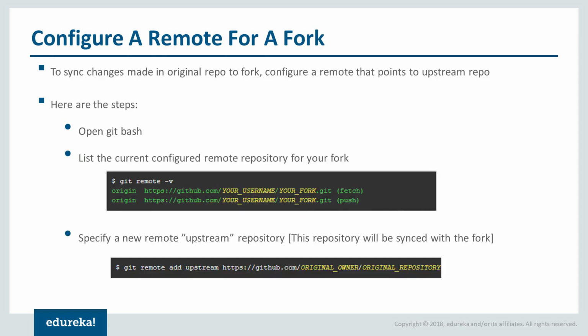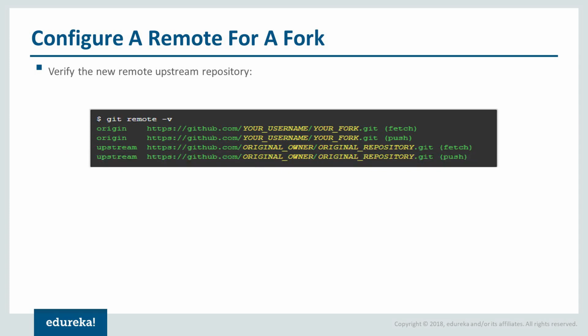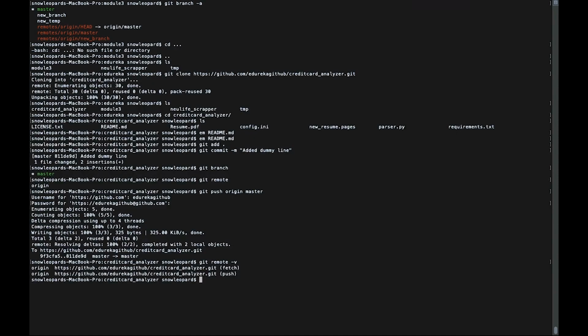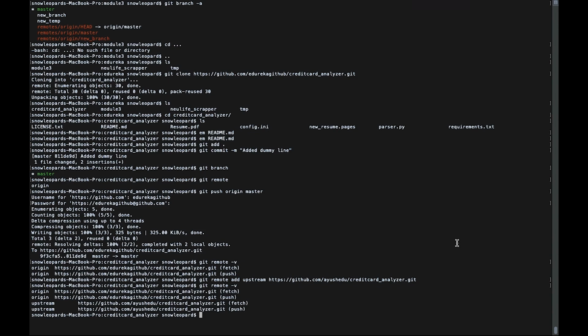So to sync changes which are in the original repository which we have forked, we configure a remote that points to the upstream repository, and to do it we just use the command git remote add upstream and the repository URL. So if I do git remote -v, let me first copy the repository URL, and then add this. I have added the upstream. If I again do remote -v, then I can see the upstream URLs for both fetch and push, which contain the original owner of the repository.